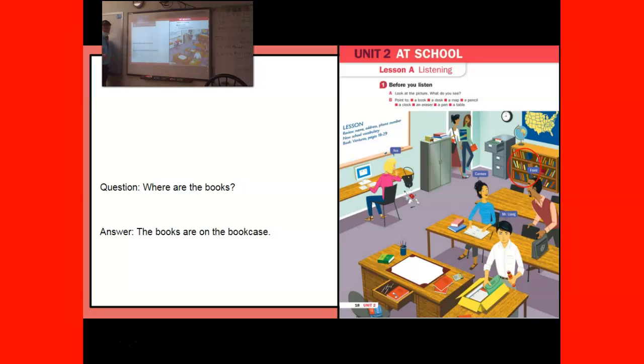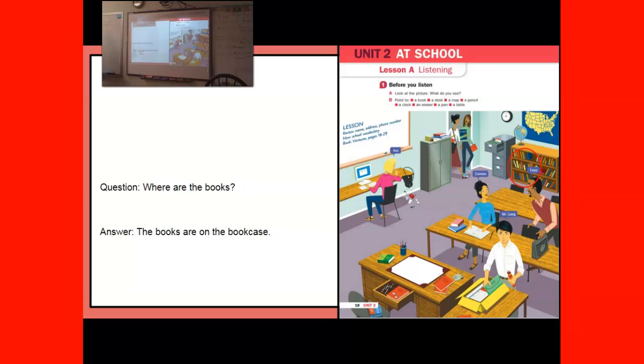Also, I like what I heard over here. You can replace this, the books, with they. They. That's okay. When you take the quiz today, though, just put the books, okay? They are on the bookcase.